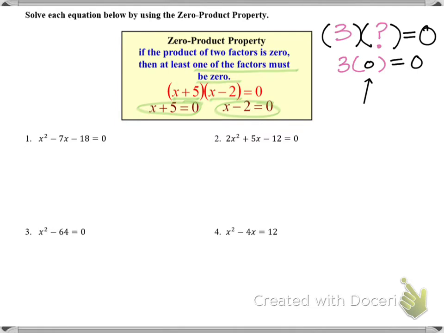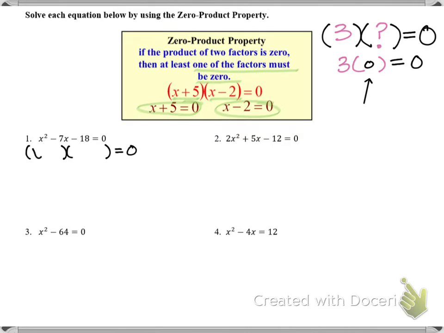Let's take a look at number 1. We have x squared minus 7x minus 18 equals 0. You'll notice the difference between this equation and the equation we looked at in the definition. This equation does not have a factored trinomial yet. So our job is to factor it into two binomials. I'm looking for two binomials whose product is equivalent to x squared minus 7x minus 18, and I want to set them equal to 0.